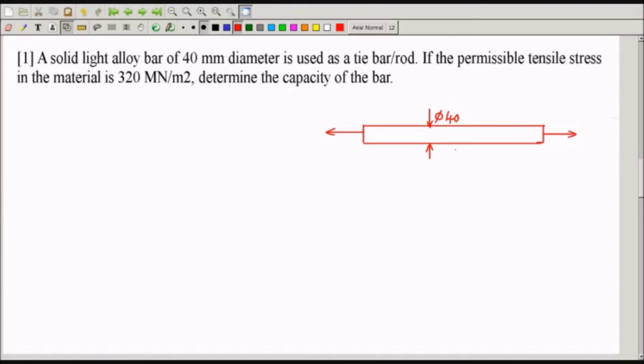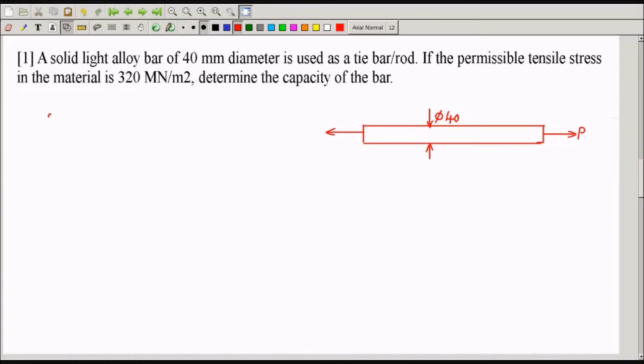The tensile stress induced in this material should not exceed 320. It can be less than that, but it should not cross this 320 megapascal. Let us say the load applied is P here. We have to find out the capacity of the bar, means what maximum load P the material can withstand. That we have to find out.